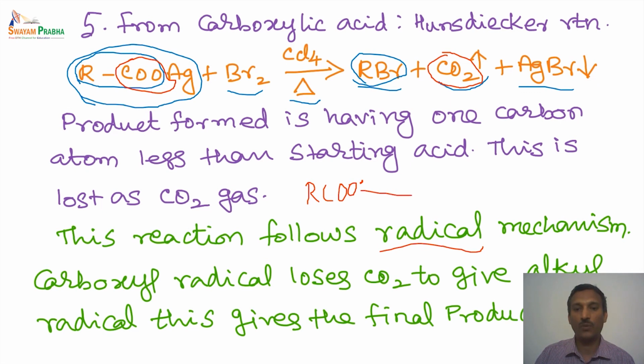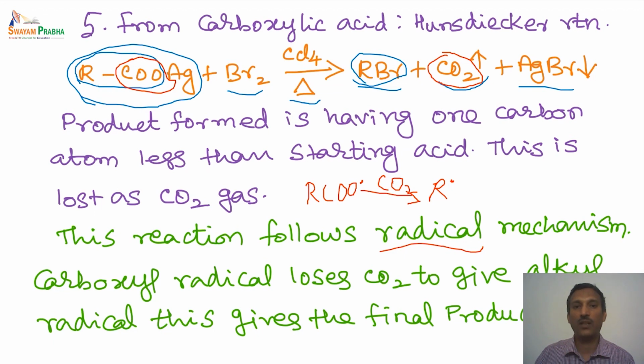So this RCOO radical loses carbon dioxide, a neutral molecule. So CO2 is lost, which gives an alkyl radical, R dot, in this particular reaction. When R dot is formed, it reacts with bromine to give RBr as the final product, and that also produces another bromine radical. So this reaction goes like a chain reaction, and two molecules of this R dot can also combine to give the dialkyl derivative, that is, an alkane can also be formed.